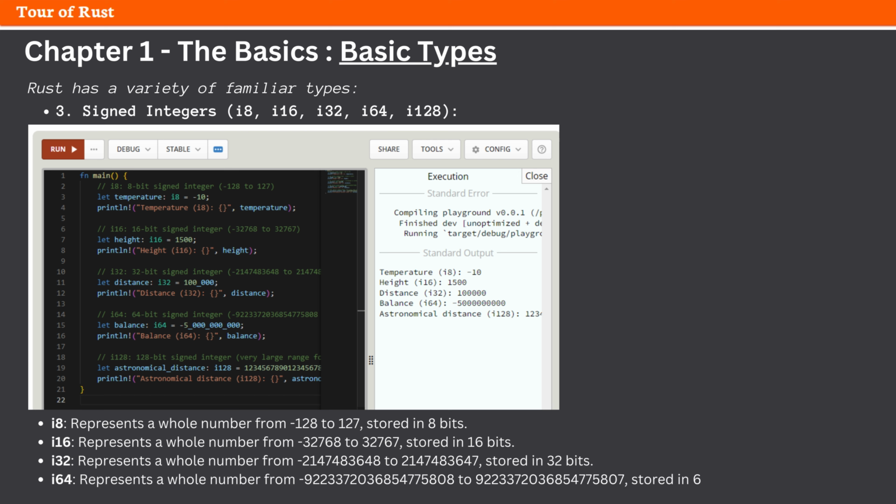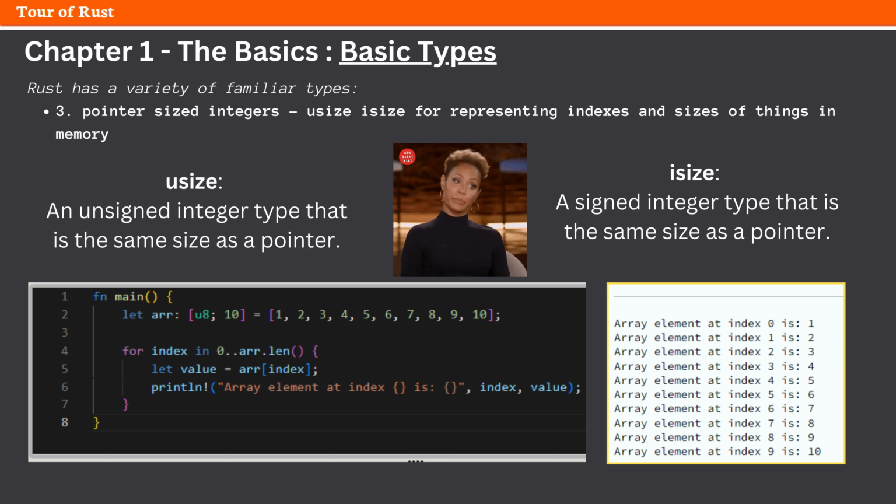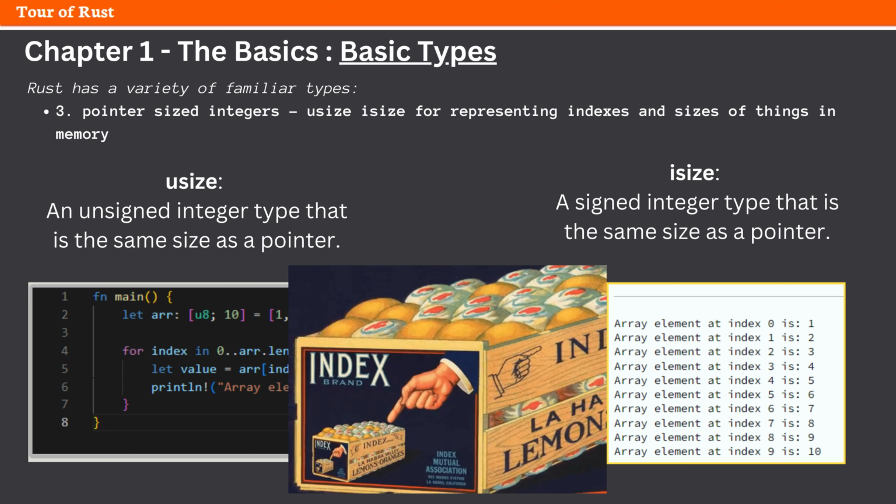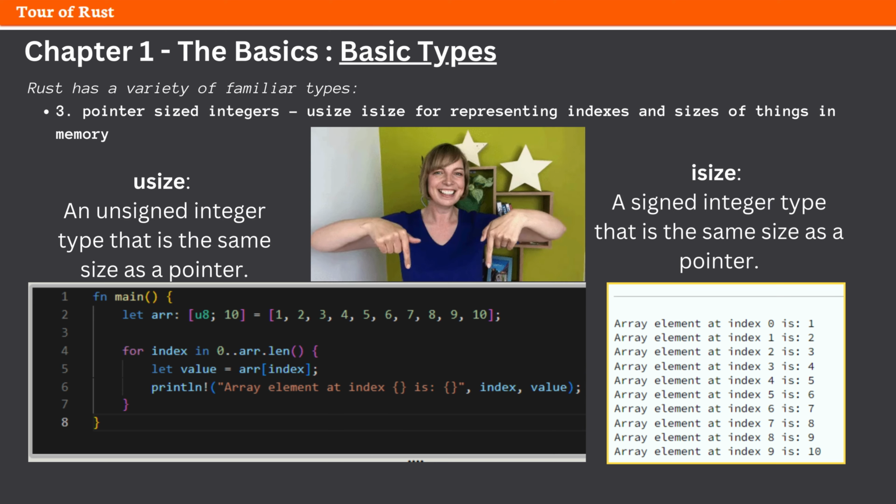Rust has 2 pointer-sized integer types. Usize, an unsigned integer type that is the same size as a pointer. Isize, a signed integer type that is also the same size as a pointer. These types are commonly used to store indexes or sizes of things in memory, as well as for pointer arithmetic. Here's an example of using usize to iterate over an array.